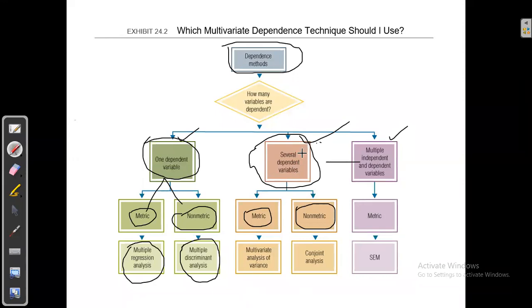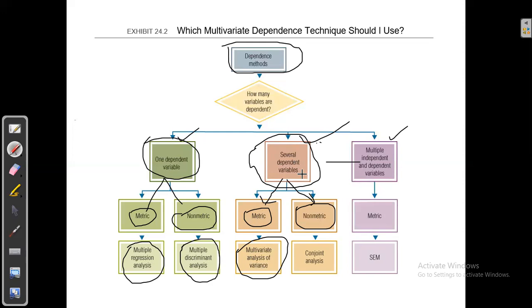But again, when you have more than one dependent variable, there are two possibilities. Those multiple dependent variables can be metric, quantitative, or they can be non-metric, qualitative. If those several dependent variables in your analysis are quantitative, then you will be using the extension of ANOVA to the multivariate case, and we will call it multivariate ANOVA, or MANOVA. So multivariate analysis of variance, or MANOVA, is a technique in which you deal with multiple dependent variables at the same time.